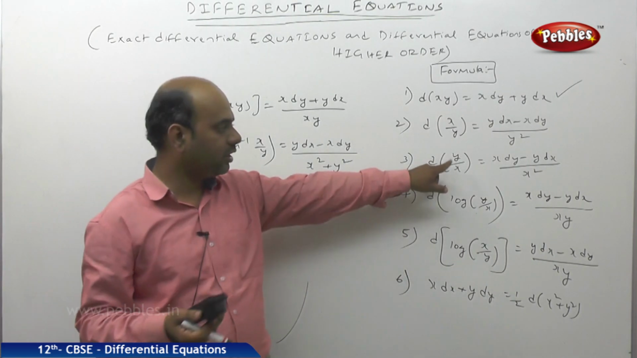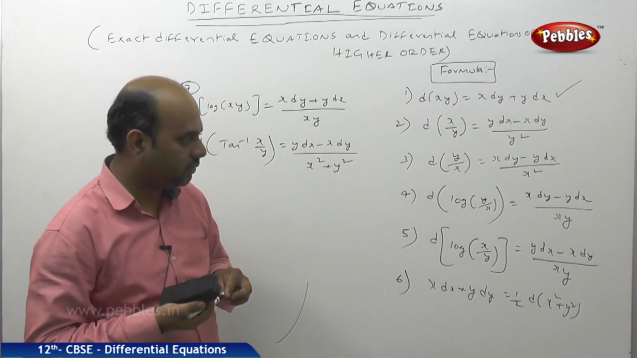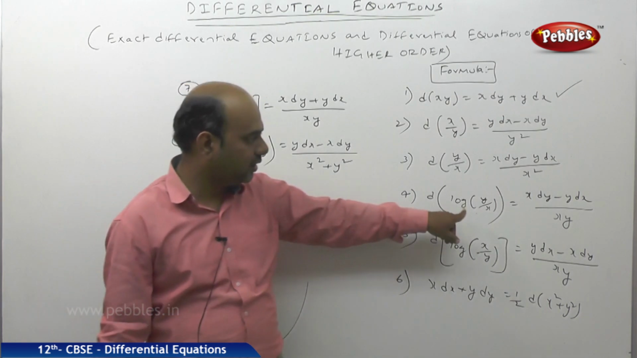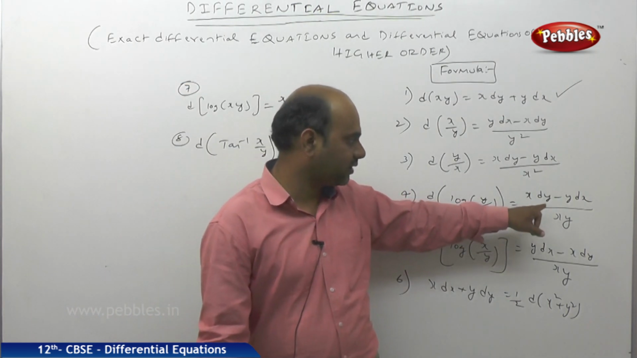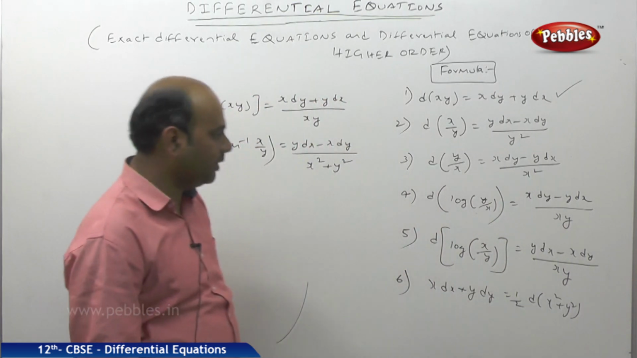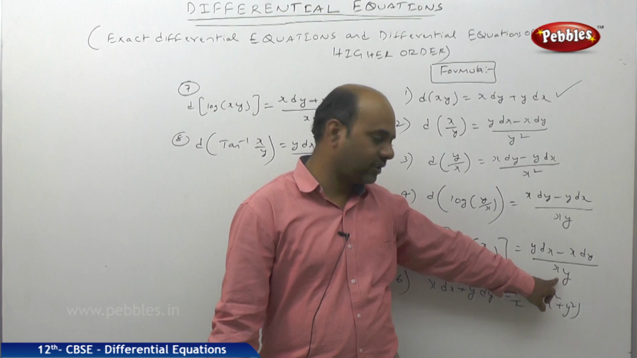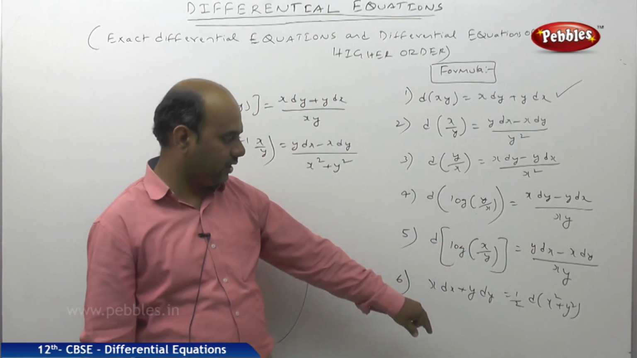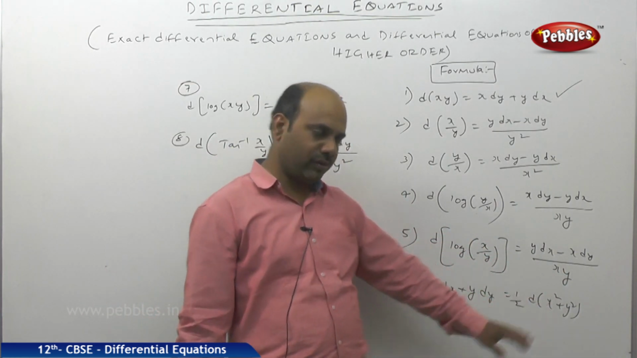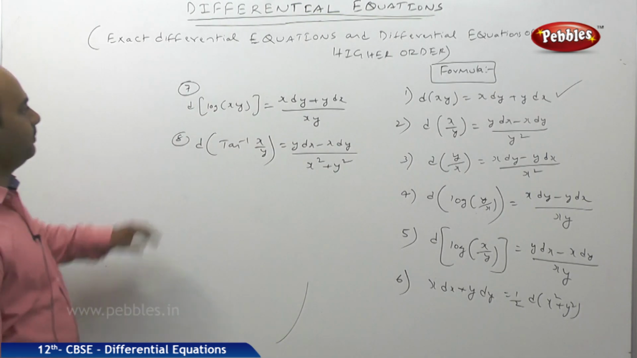So d of y by x means x dy minus y dx by x square, and d of log of y by x you can write as x dy minus y dx upon xy, and d of log of x by y means I can write as y dx minus x dy by xy, and x dx plus y dy is equal to 1 by 2 d of x square plus y square.